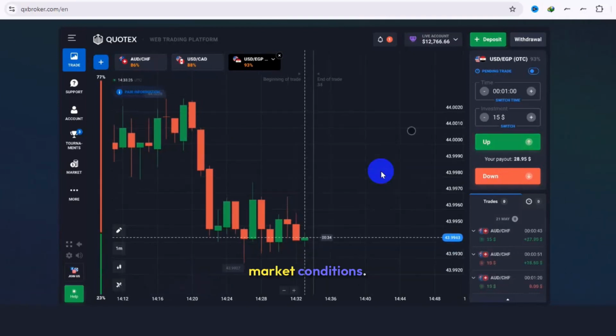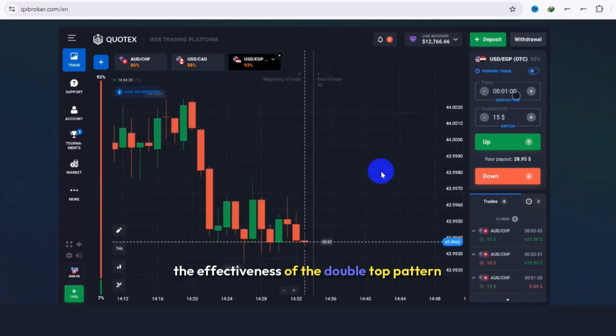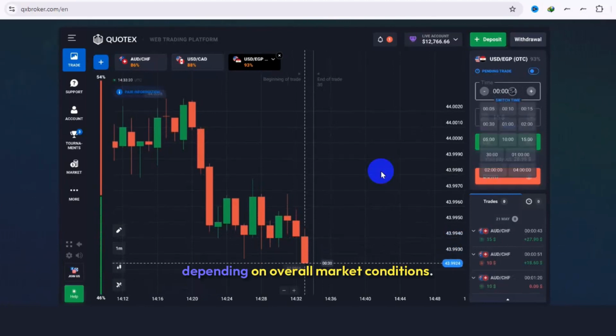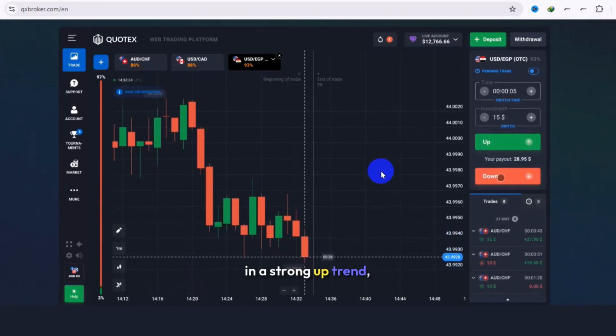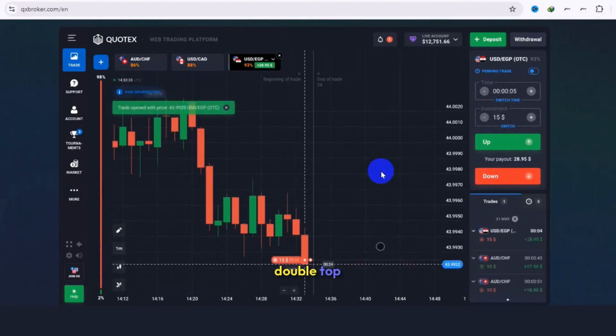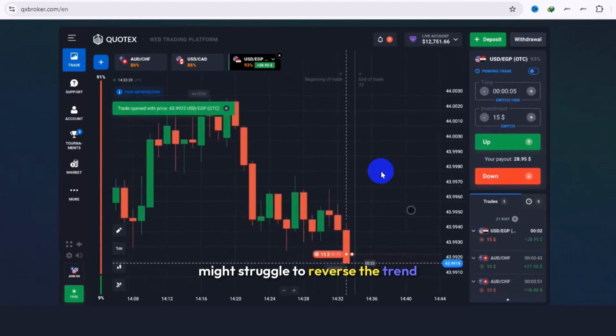Market conditions. The effectiveness of the double top pattern can vary depending on overall market conditions. In a strong uptrend, even a well-formed double top might struggle to reverse the trend.